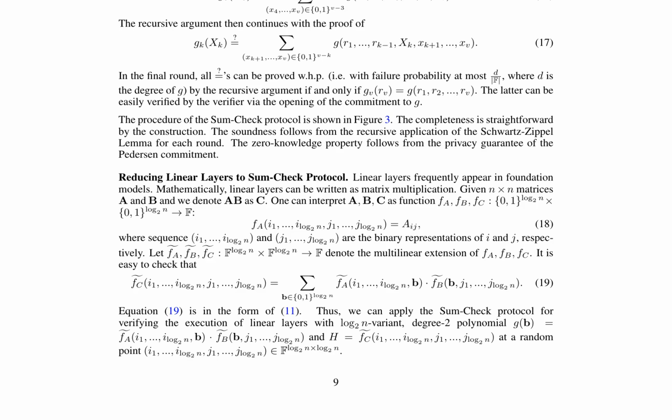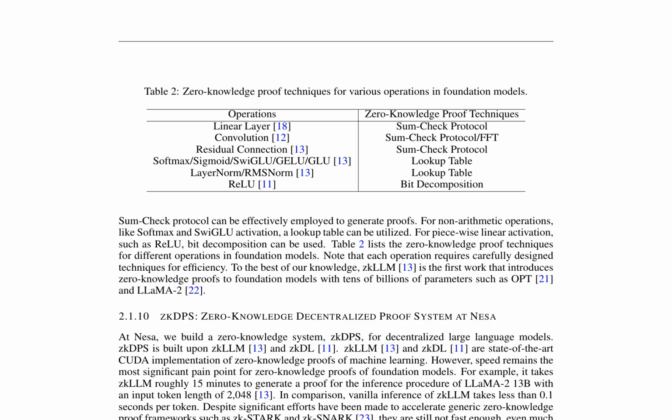Lookup tables are also used as a technique for zero-knowledge proofs of non-arithmetic operations. The prover commits to a table of values and the verifier queries the table at a random index. The prover then needs to prove that the queried value matches the actual computation result using the sum check protocol.